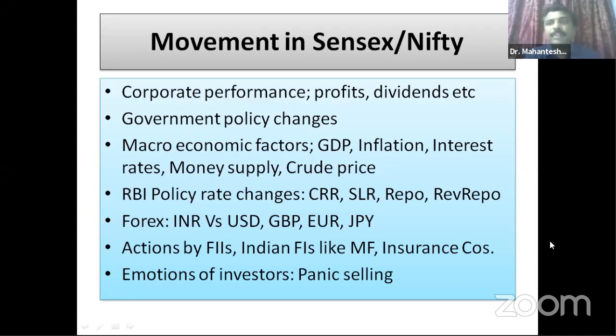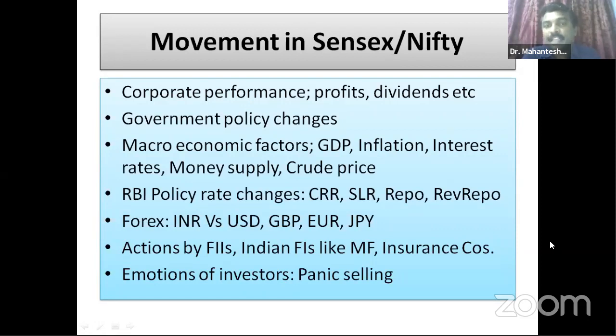I was telling about some internal factors and external factors for change in the Sensex and Nifty. I have listed out a few things here. Corporate performance, company's performance, increase in profits, payment of dividends, decisions taken by the company like stock split, issue of bonus shares, payment of interim dividend, expansion of the business, mergers, acquisitions, and some government policy changes. Package announcements are being done by the finance ministry. Mrs. Nirmala Sitharaman is announcing so many things. All these announcements are going to make an impact on the Sensex and Nifty tomorrow.